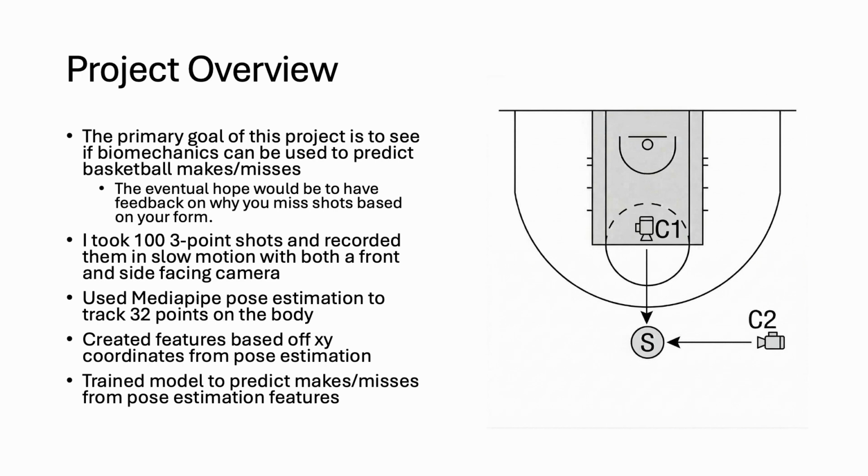So I took 100 three-point shots and recorded them in slow motion with both a front and a side-facing camera. And then I took all that data and used MediaPipe pose estimation to track 32 points on the body throughout all of the video. And then that spit out a bunch of coordinates from different points on the body. And I created features using those coordinates based on different mechanics of shooting. And then I trained a model to predict makes and misses based on those features.